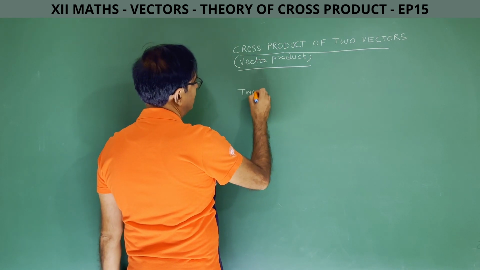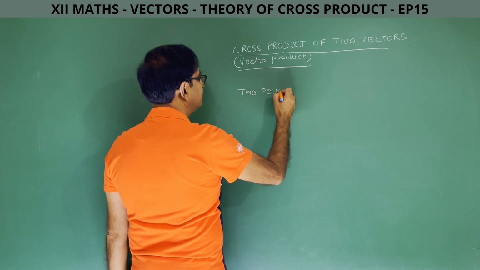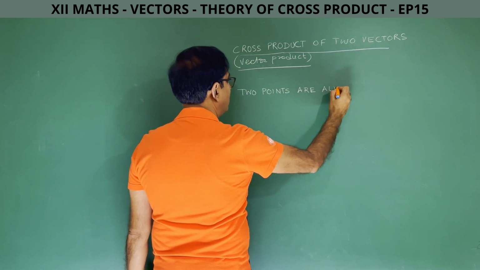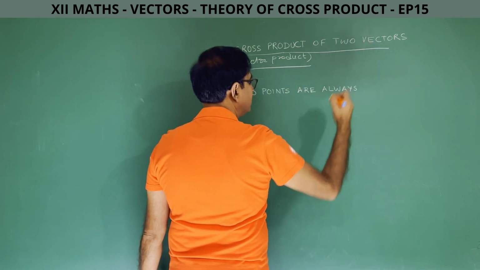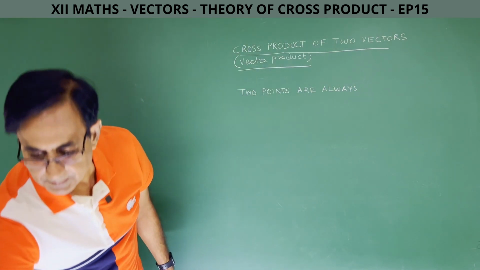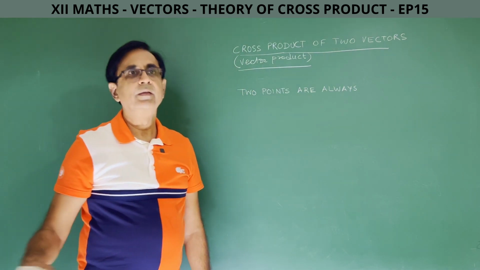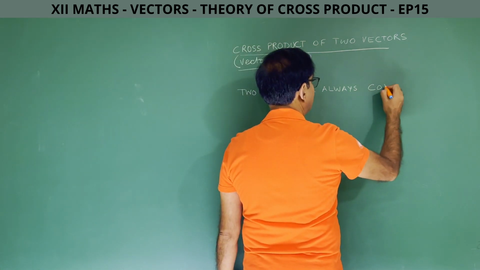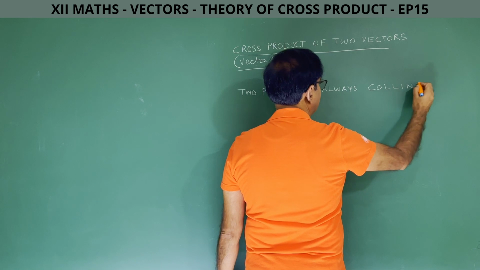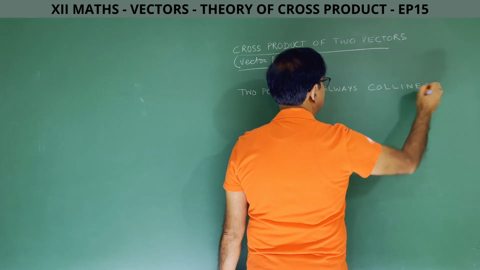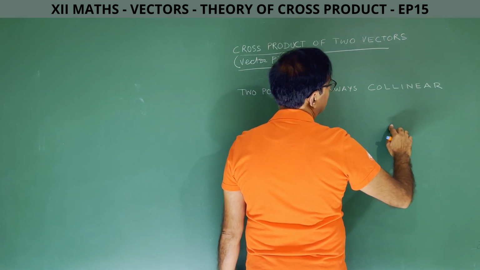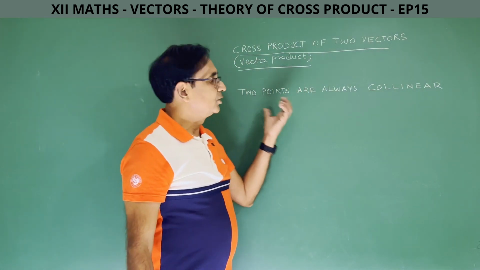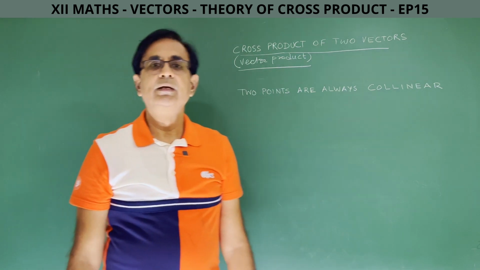Alright. 2 points are always collinear. Means you can draw a straight line passing. Alright, I am not very sure about the spelling of collinear, I hope it is right. So 2 points are always collinear.